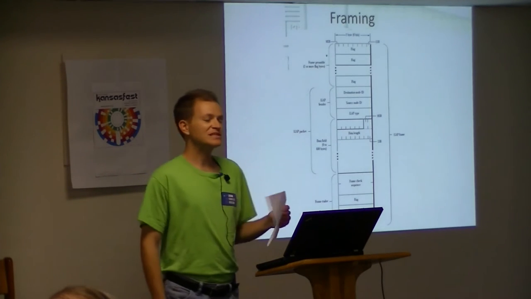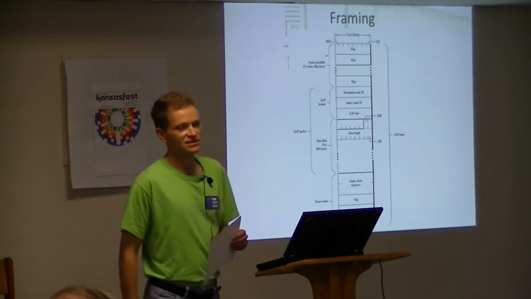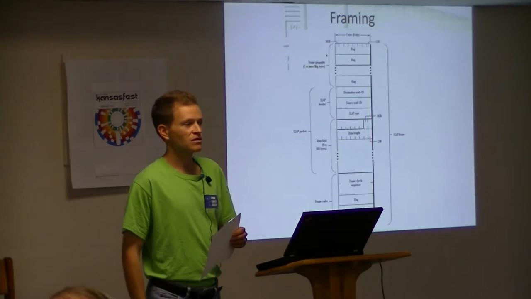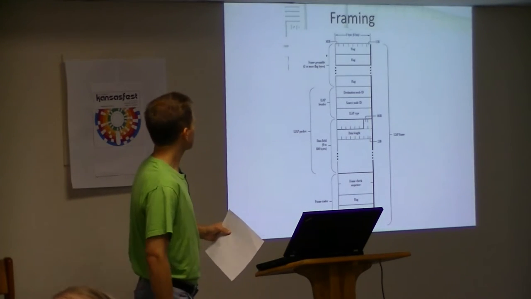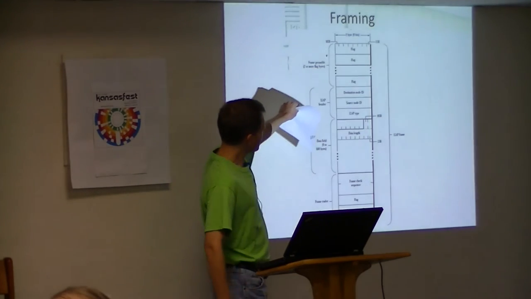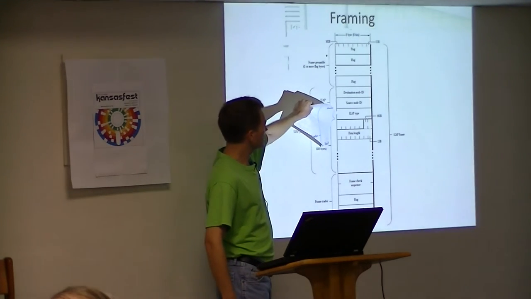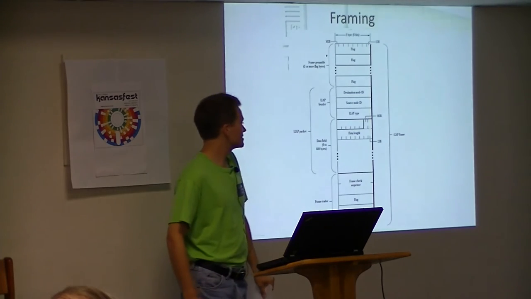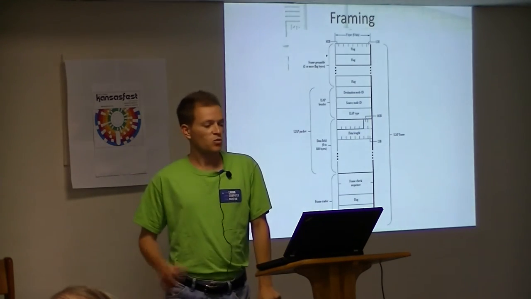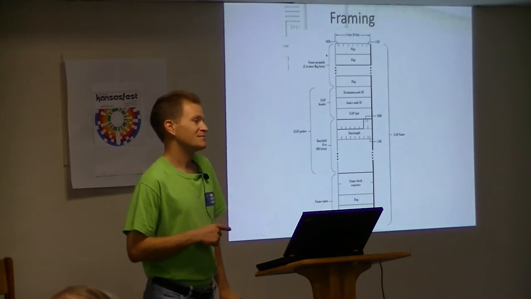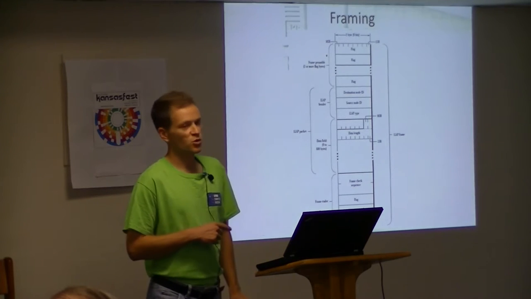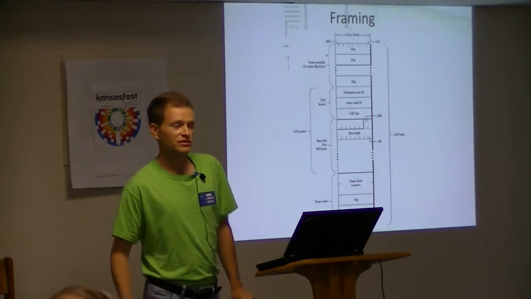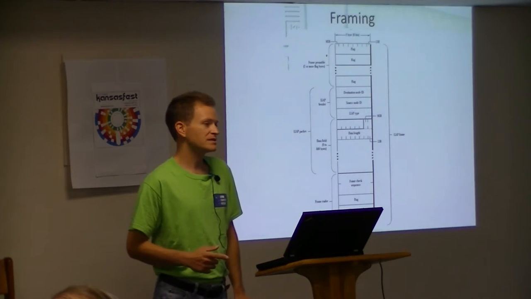And at this level, there's yet another way to avoid collisions. There's something called Request to Send and Clear to Send. See this field, LLAP type? Before a node can transmit, it has to send out one of these frames with the LLAP type set to request to send, and then make sure it gets back a clear to send before it can transmit.